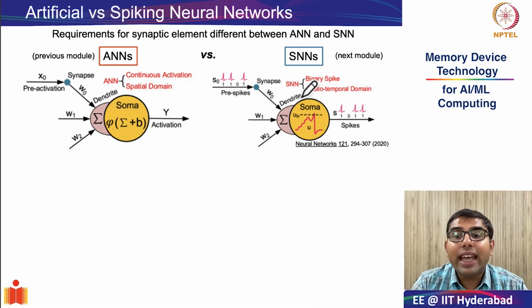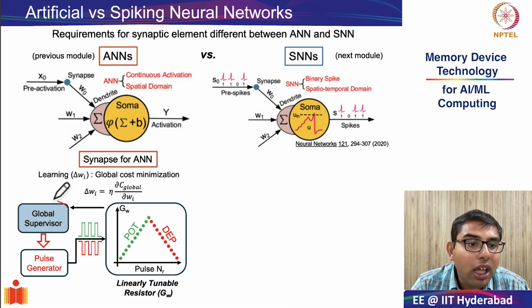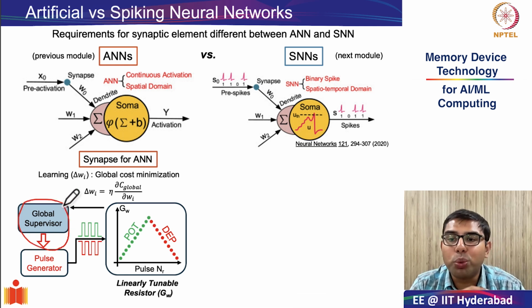And since in ANNs and SNNs, the synaptic learning and weight update mechanisms are entirely different, the implementations of the synaptic weight also are entirely different, and that is what we are trying to focus on. So as you see on the left hand side, we have a synapse for an artificial neural network. So here the weights are actually controlled and governed by a global supervisor. What is a global supervisor? It is the algorithm or the hardware which is running your backpropagation algorithm.